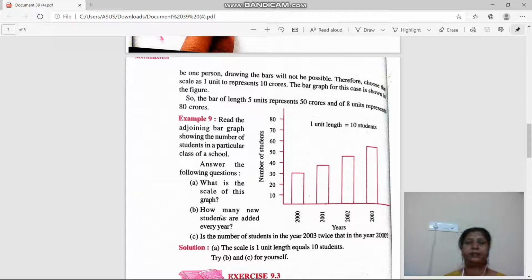Okay, next, how many new students are added every year? Now if you observe all the bars, you can observe one thing, there is a steady increase in the students, that is of 10 students. Here it is 30, then it is 40, then 50, and then 60. That is, every year the students increase by 10. Okay. So, is the number of students in year 2003 twice that of 2002? So, in 2002 there are 30 students, and in 2003 there are 60 students. So, definitely they are double, that is twice.